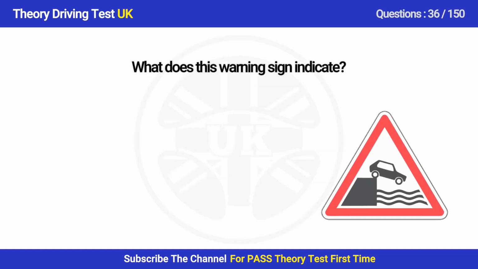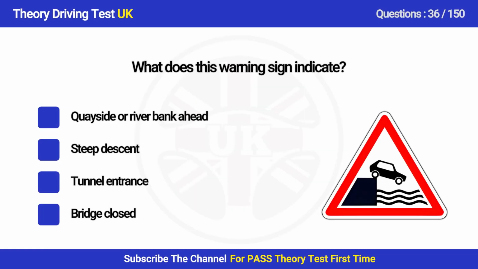Question 36. What does this warning sign indicate? A. Quayside or riverbank ahead. B. Steep descent. C. Tunnel entrance. D. Bridge closed.